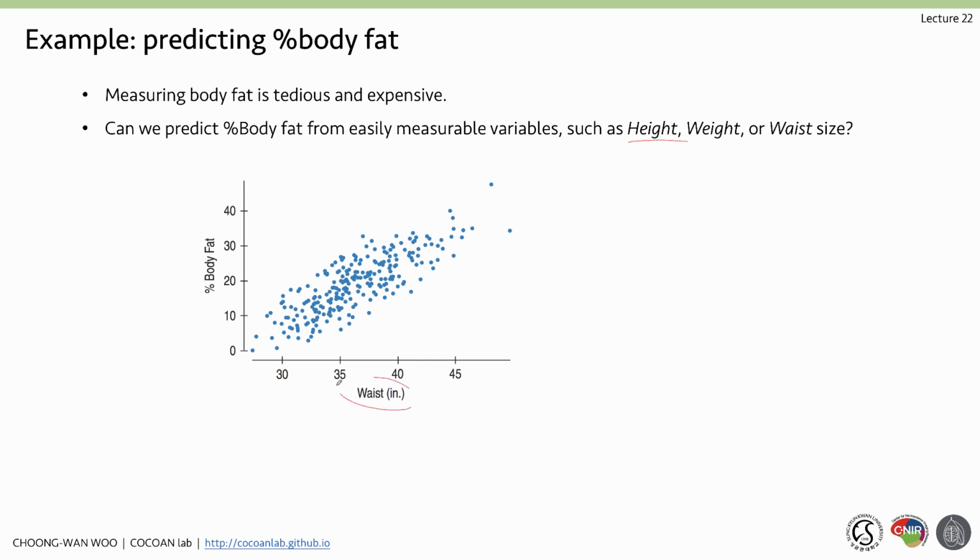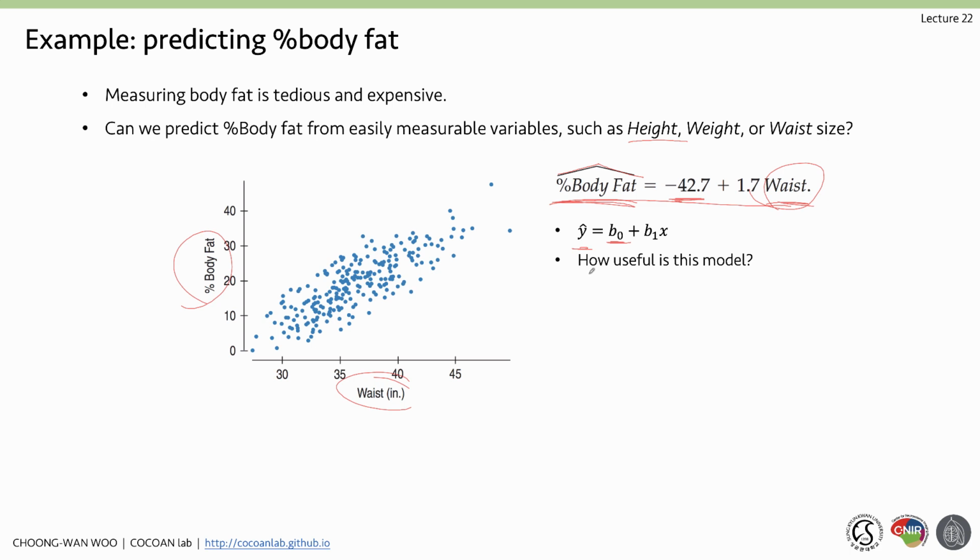Here the x-axis is the waist size and the y-axis is percent body fat. As you can see, they have a really linear relationship. Let's say we build this equation from the linear regression we learned. The estimated percent body fat equals minus 42.7 plus 1.7 times waist. So if we increase the waist size by 1 inch, there will be a 1.7% body fat increase. This is basically y hat equals beta naught plus beta 1 x. So this is the intercept.